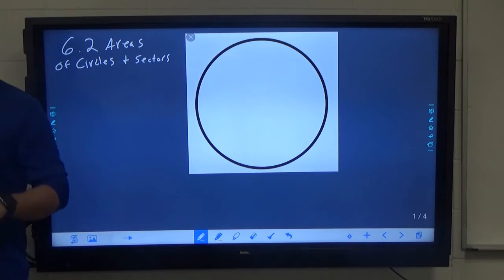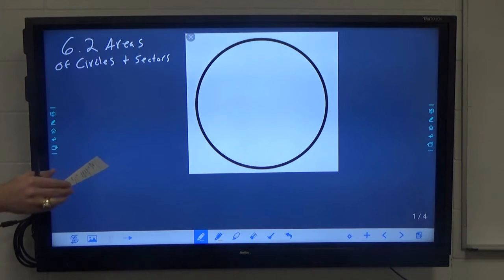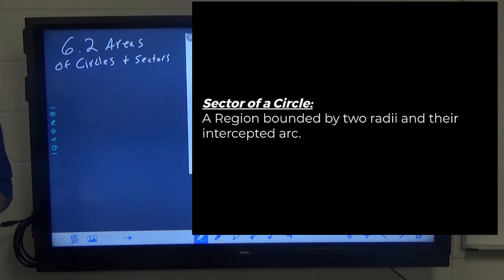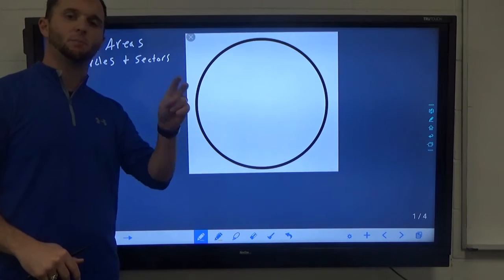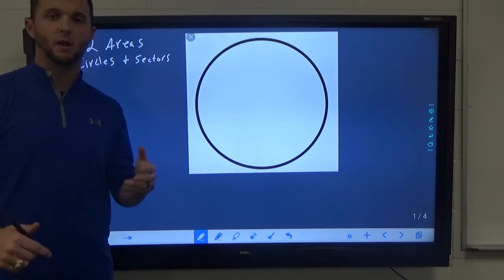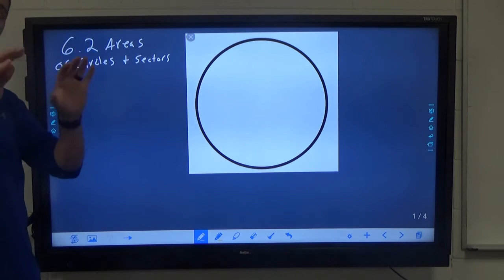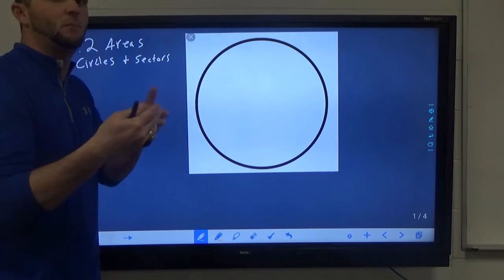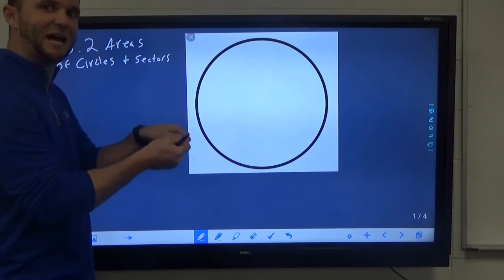So the first thing on your notes, it says here, the vocabulary for the sector of a circle is a region bounded by two radii and their intercepted arc. So you guys know what a radius is. Radii is just the plural of radius. So whenever you have two radii, the area that is within that piece is going to be your sector. Basically, whenever you eat a piece of pizza and you take out a piece of pizza, that piece of pizza would be represented as a sector.